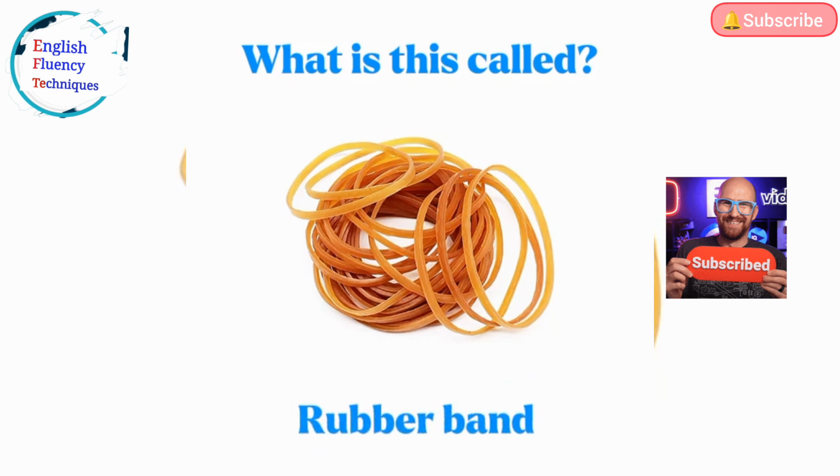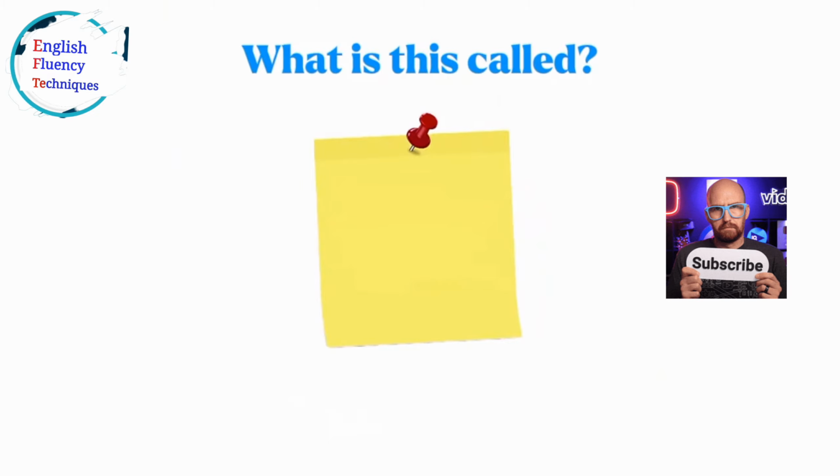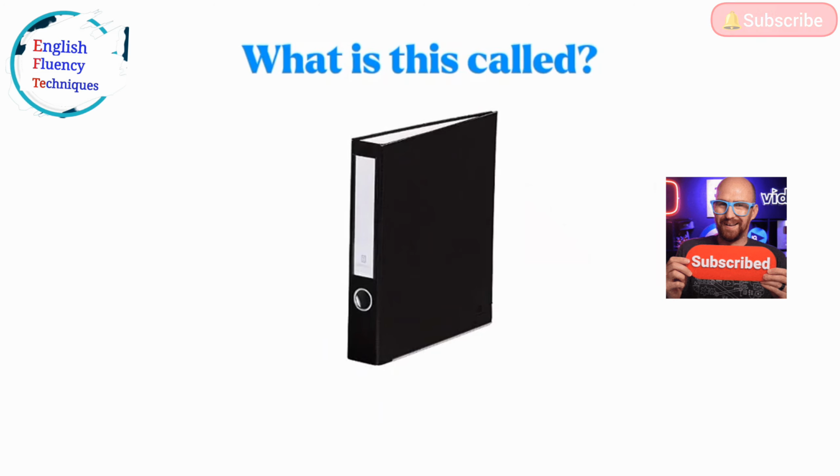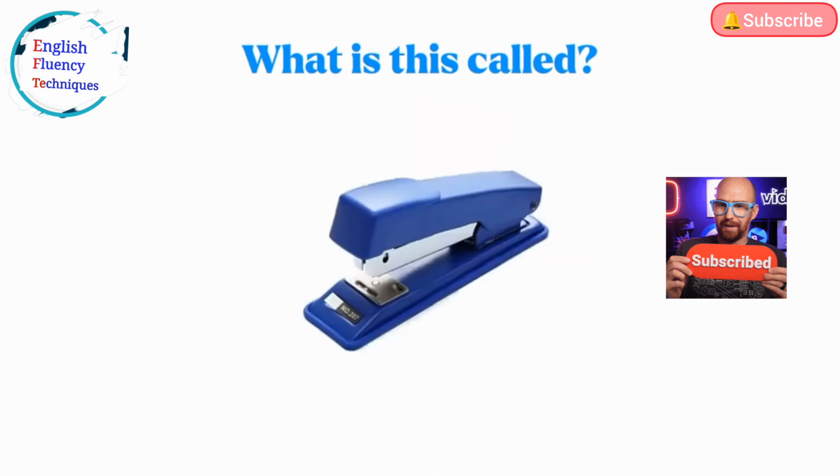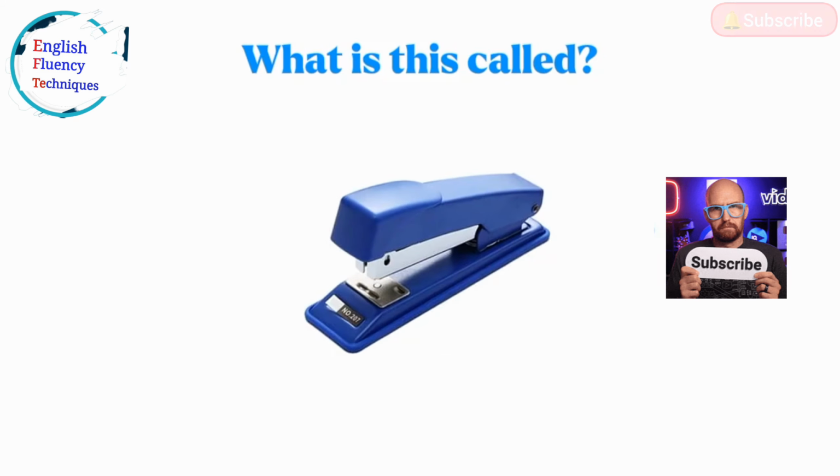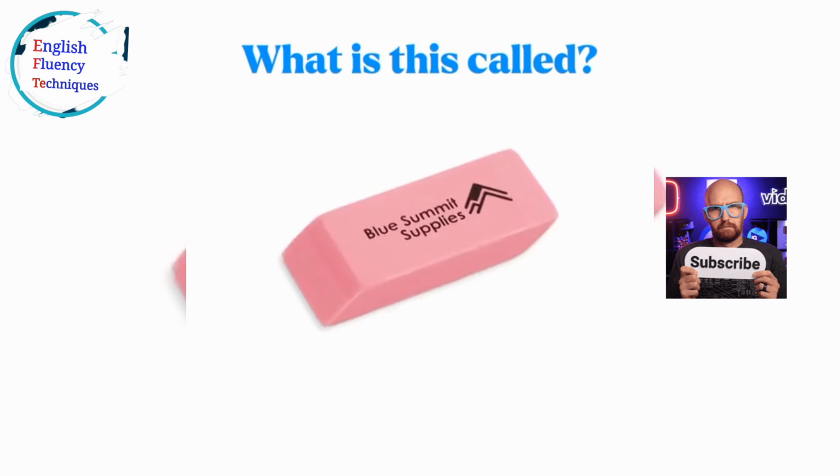What is this called? Rubber bands. What is this called? Sticky note. What is this called? Binder. What is this called? Stapler.